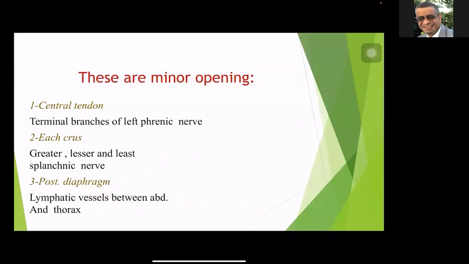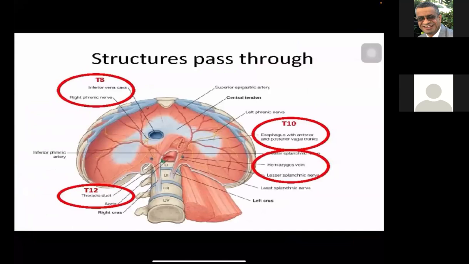The minor openings include the central tendon, where it's pierced by terminal branches of the left phrenic nerve, and each crus is pierced by the greater, lesser, and least splanchnic nerves, and the posterior diaphragm, where lymphatic vessels between the abdomen and thorax pass. In this diagram, we see the greater, lesser, and least splanchnic nerves piercing. This is the left crus, and this is the right crus pierced by these nerves. And this is the central tendon pierced by the left phrenic nerve. And here, posteriorly, it should be pierced by the lymphatic vessels from the thorax and abdomen. Not so clear in this picture.